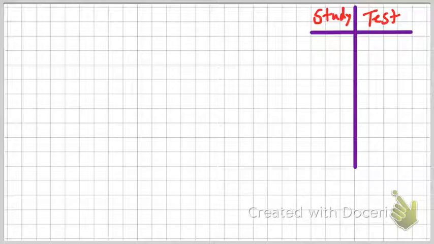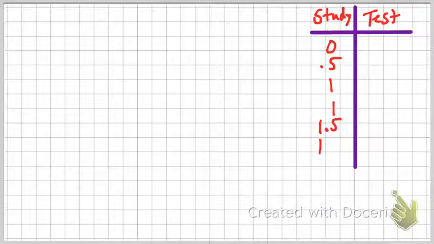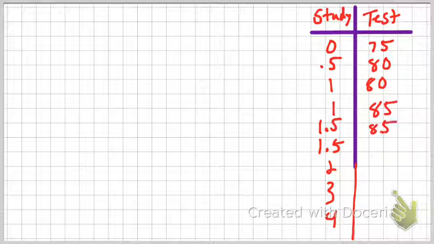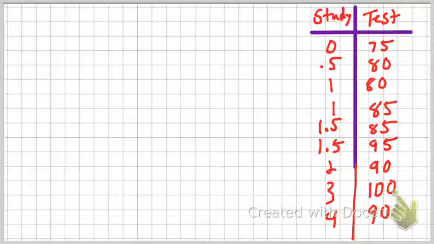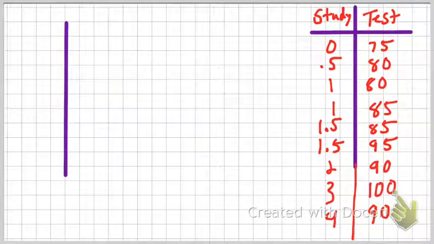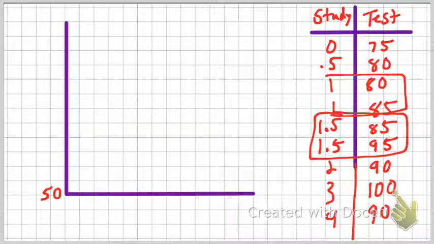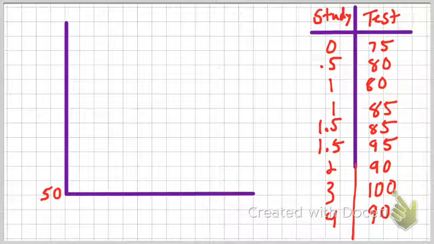Now, I'm actually going to use the graph from page 395. It says 0.5, 1, 1, 1.5, 1.5, 2, 3, and 4. Continue that. 75, 80, 80, 85, 85, 95, 90, 100, and 90. Is this a function? No. Why would it not be a function? For which one? 1.5 and 1. Both of those have the same input with different outputs. Good.